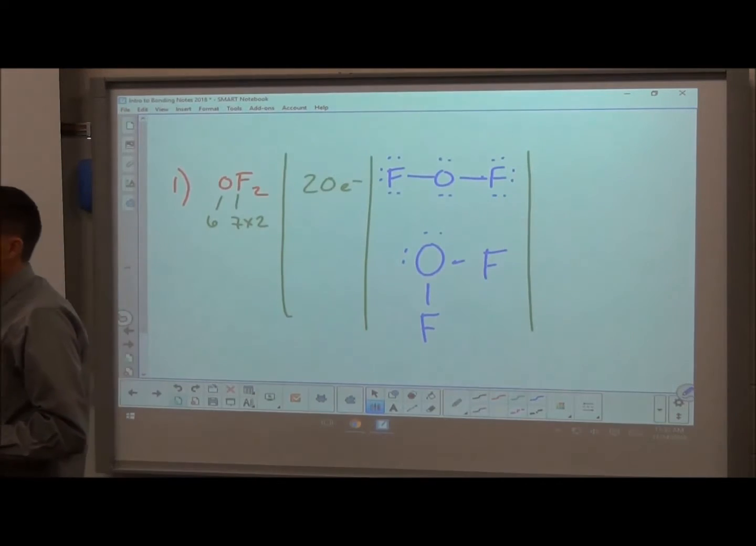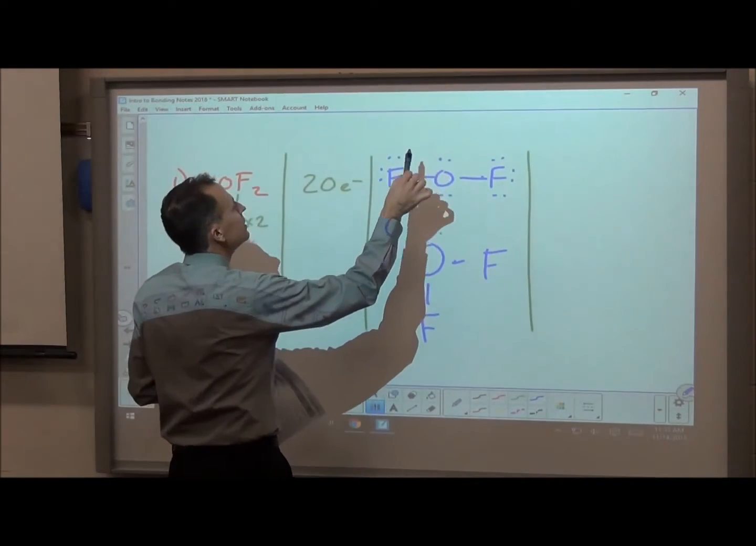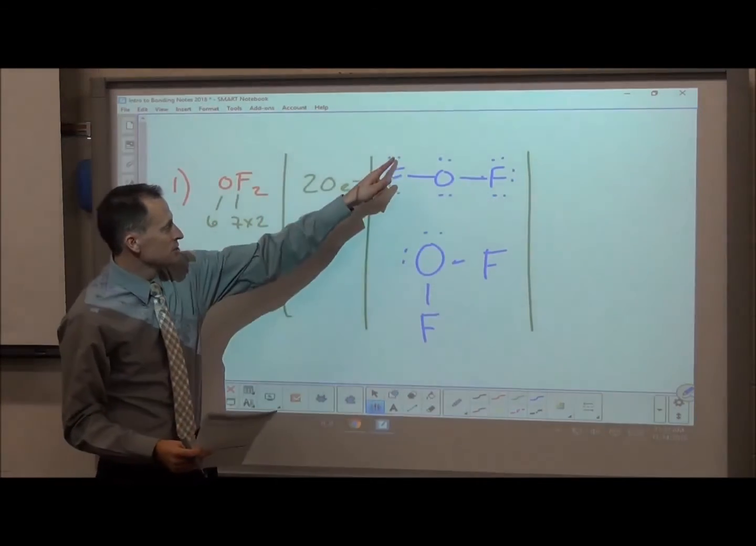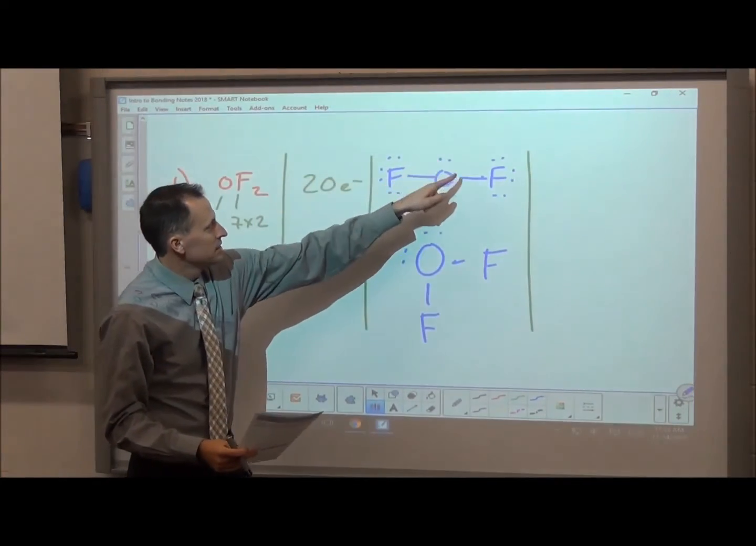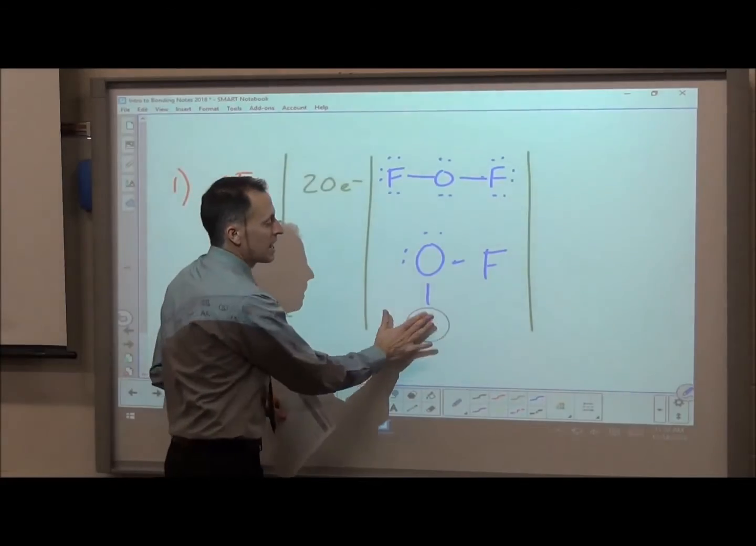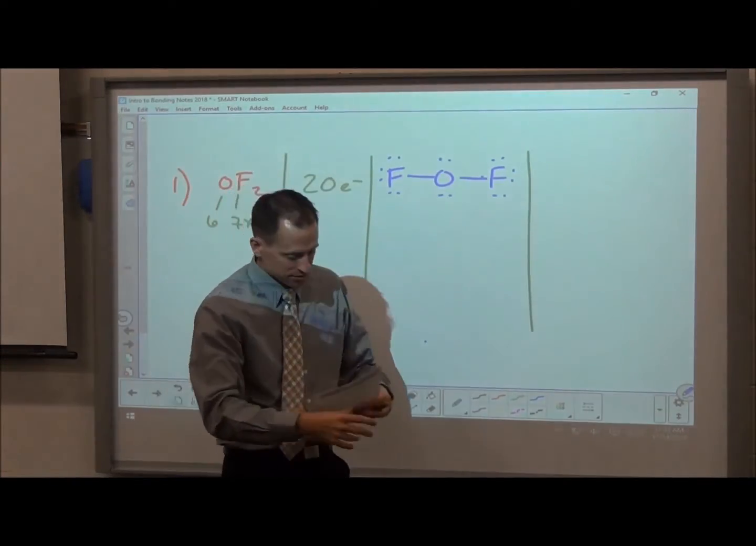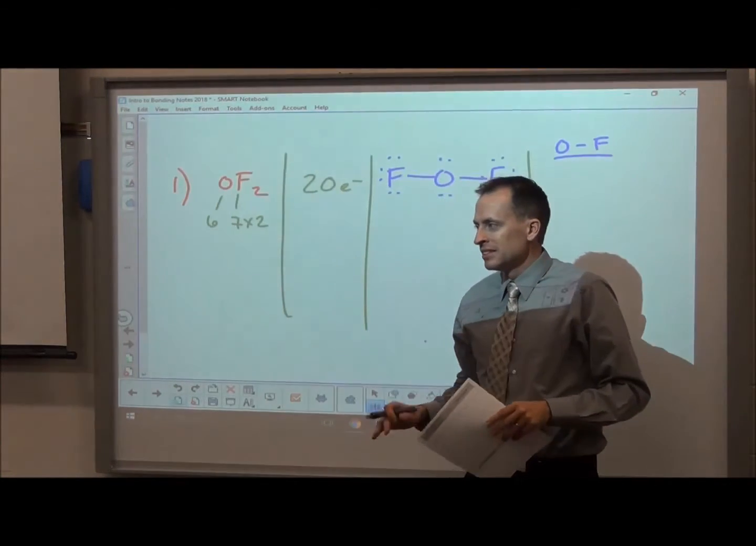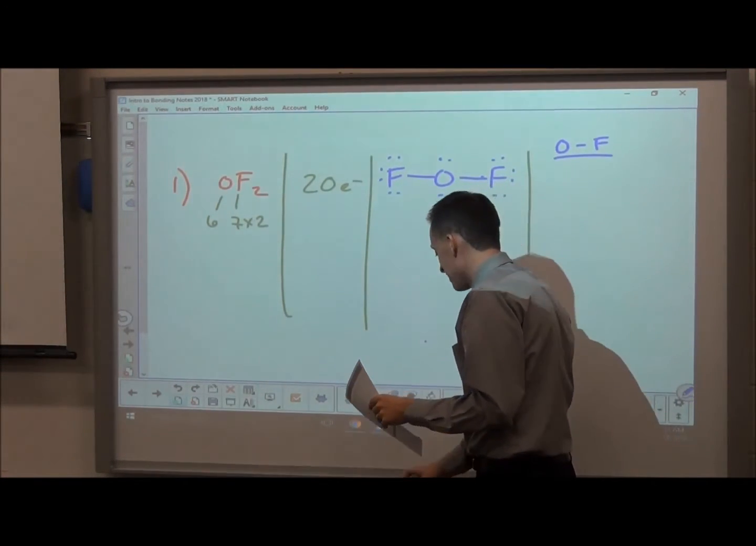Did I do it right? I have to have 20. Yes, I did. 2, 4, 6, 8, 10, 12, 14, 16, 18, 20. Do I have octets? 2, 4, 6, 8, 2, 4, 6, 8, 2, 4, 6, 8. It's got to be right. The last part you don't know how to do yet. We got to do it. You have to get through this.